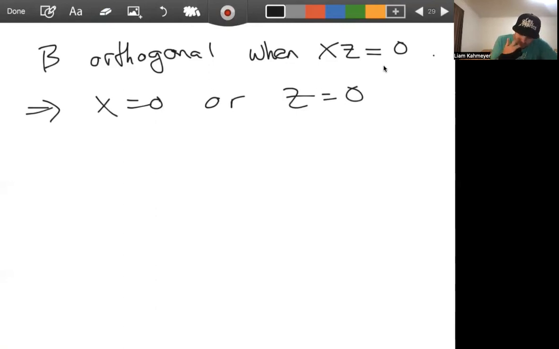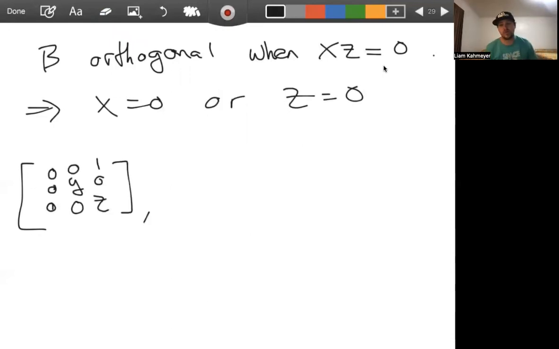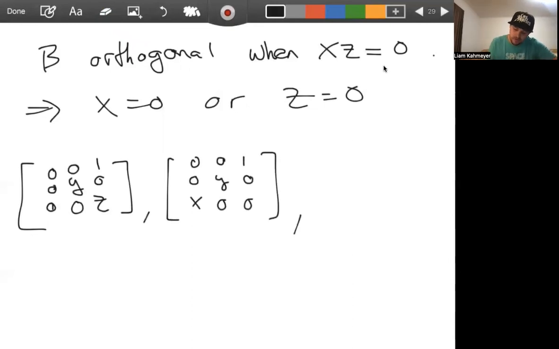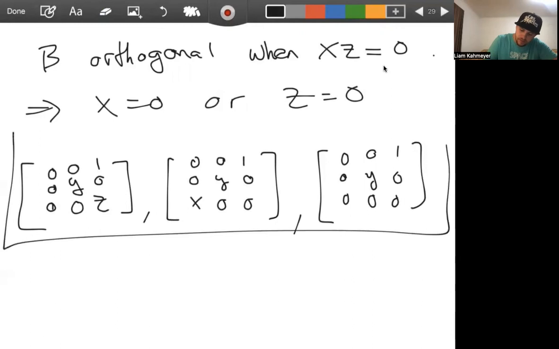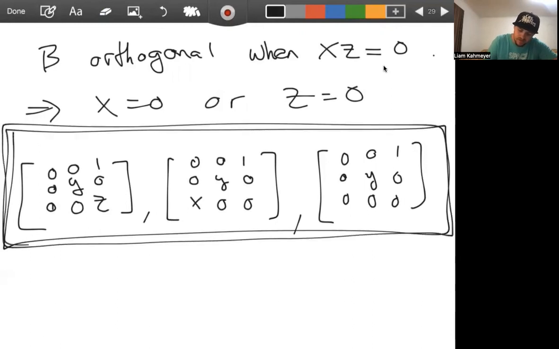So what do we have here, right? Then what does this mean? Well, if x is 0, let's exhaust all of our possibilities. If x is 0, then the matrix is going to look like 0, 0, 0, 0, y, 0, 1, 0, z. These are orthogonal. If z is 0, you're going to have 0, 0, x, 0, y, 0, 1, 0, 0. And then if both of them are 0, you're going to have 0, 0, 0, 0, y, 0, 1, 0, 0. This is your family of orthogonal matrices of the form given by B, right?